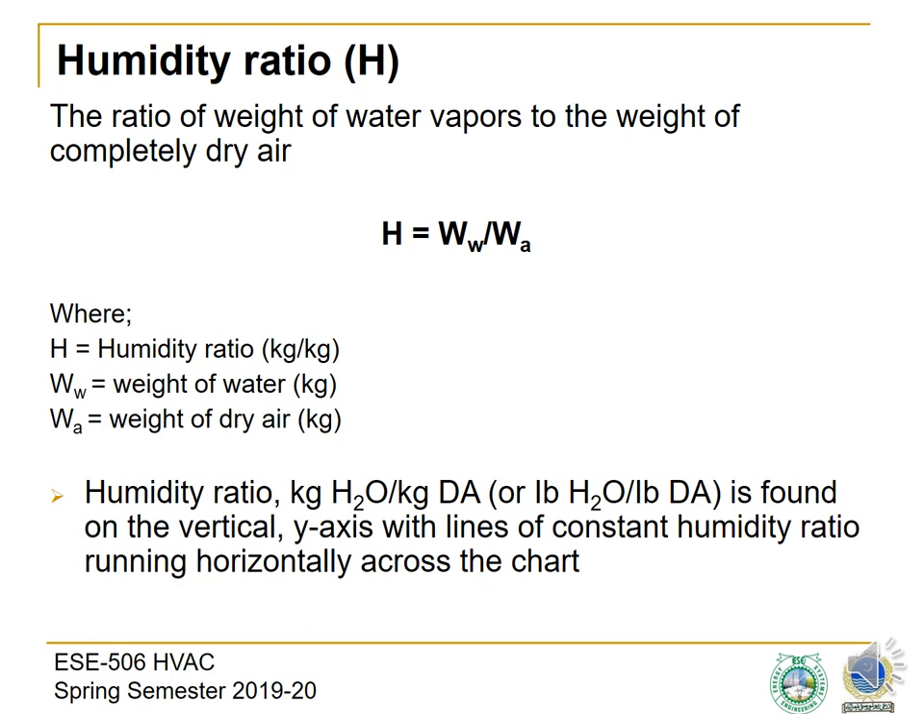Humidity ratio is kg of water divided by kg of dry air, or in the FPS system, pound of water divided by pound of dry air. It is found on the vertical y-axis, with the lines of constant humidity ratio running horizontally across the chart. So in a psychrometric chart, all the horizontal lines show the humidity ratio, as we have discussed earlier.